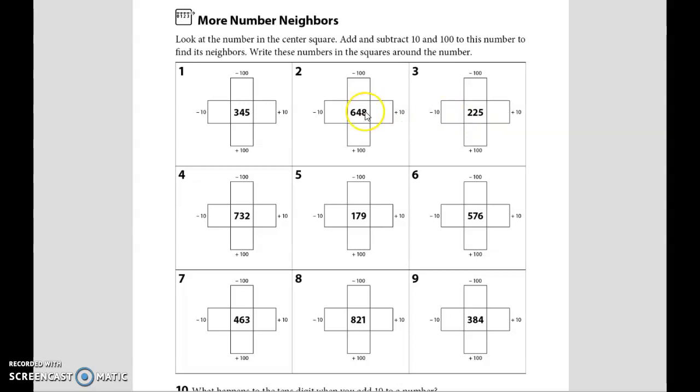Show a connection if you noticed that we still have this little plus 10, minus 10, plus 100, and minus 100. Yeah, we are still going to use those boxes to find our number neighbors that are plus 10, minus 10, plus 100, and minus 100 from our number in the middle. Let's get a little practice at how we do this by solving the first one together. Then you will solve the rest of the problems on your own. Let's get started with number 1.